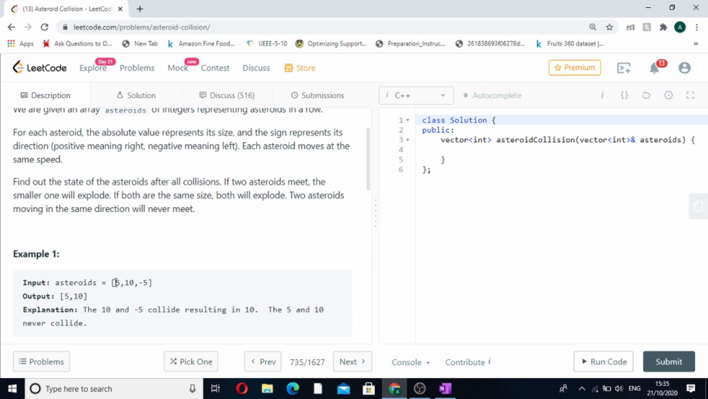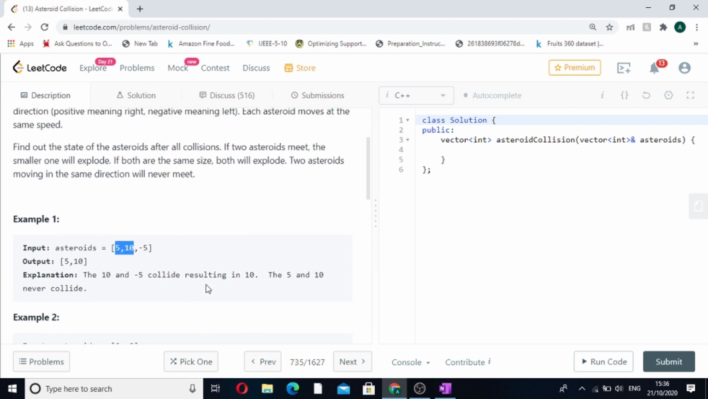So 5 is moving in the right direction and 10 is moving in the right direction, and after 5 and 10, there comes minus 5, which is moving in the left direction. It means that this minus 5 will collide with this 10, not this 5, because 10 is ahead of 5. So anything which is coming in the way will first collide with 10 and then it will collide with 5. So this is how collision takes place.